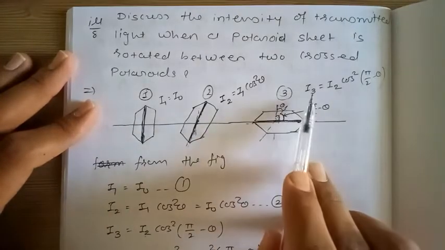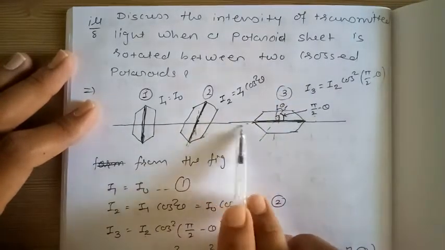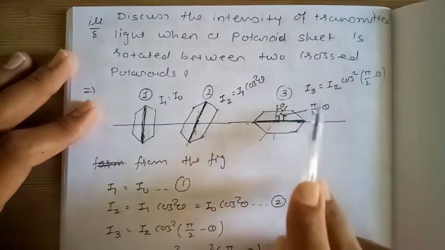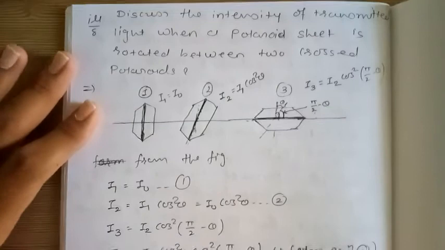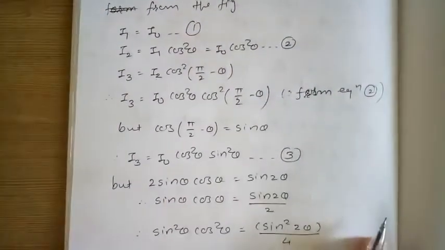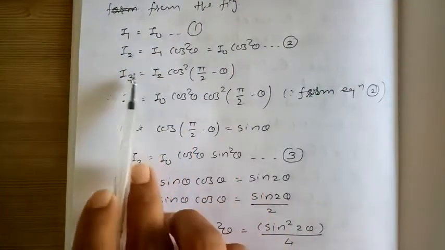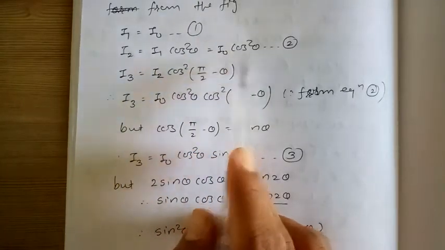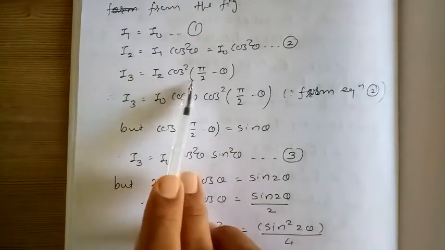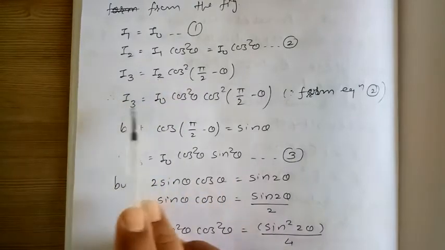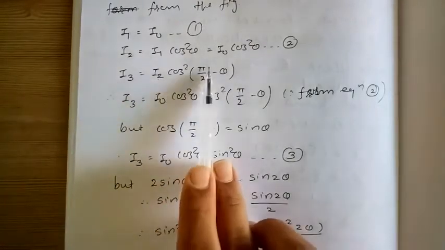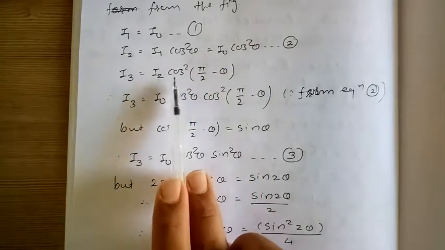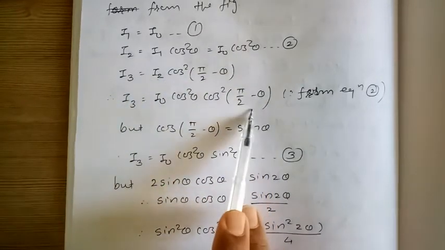So for the third polaroid, I3 is equals to I2 cos square of the angle pi by 2 minus theta, since the input intensity is that of the second polaroid. We wrote that I1 is equals to I0 cos square theta, and I2 is I1 cos square theta, or I0 cos square theta. I3 is equals to I2 cos square pi by 2 minus theta. But the value of I2 is I0 cos square theta. So I3 is I0 cos square theta cos square pi by 2 minus theta.